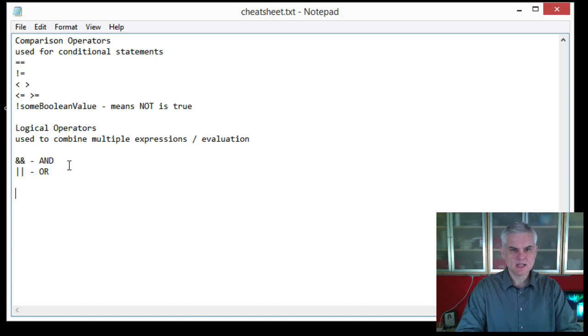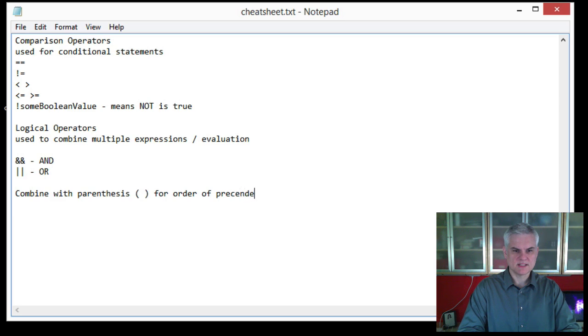And you can combine two or more of these together, and then order the precedence with parentheses. So parentheses for order of precedence. All right, and that's in a nutshell what we talked about in this lesson.